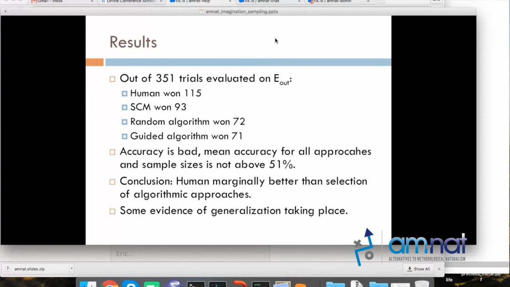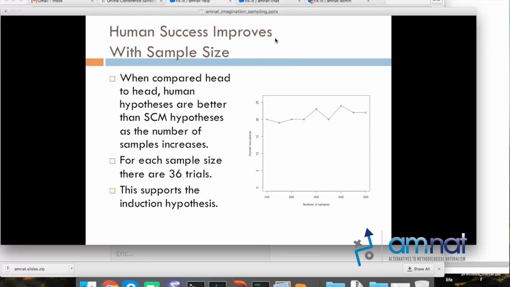So I was only slightly better than these algorithmic approaches. I also saw some evidence that this generalization was happening, this induction. It's not a very strong indicator, but you can see it a bit. You can see this graph has a general upward trend. What this graph is showing is that as the number of samples increases, the hypothesis I came up with manually started being better than the ones that the set cover machine came up with.